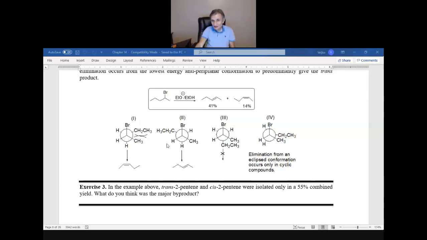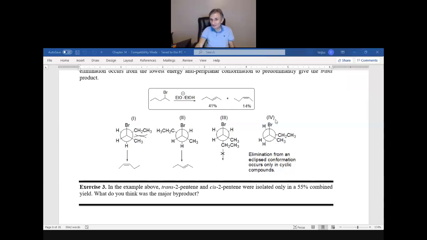Another 120 degrees rotation gives transition state 3. But in that transition state, the carbon-bromine and carbon-carbon bond are aligned, are antiplanar to each other. And we cannot have elimination there because the carbon-carbon bond would have to break. Base cannot remove carbon. So this transition state 3 cannot lead to an elimination.